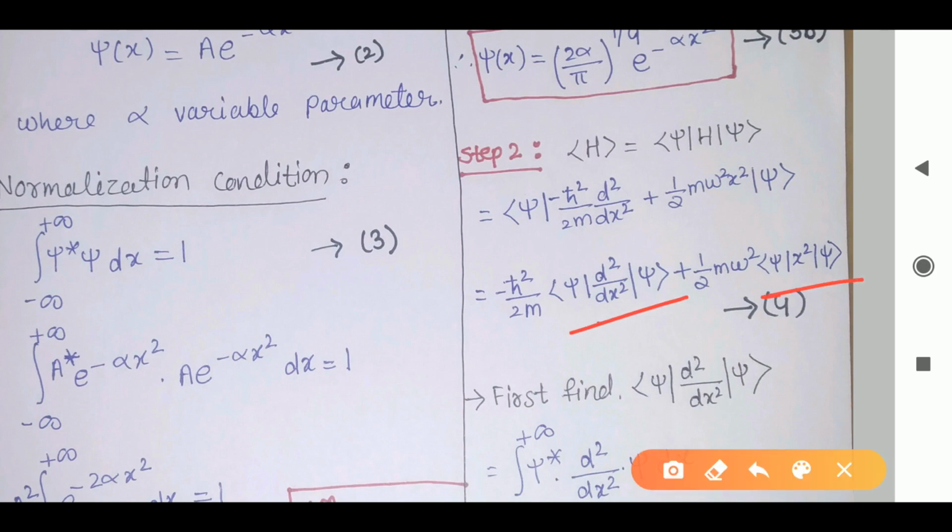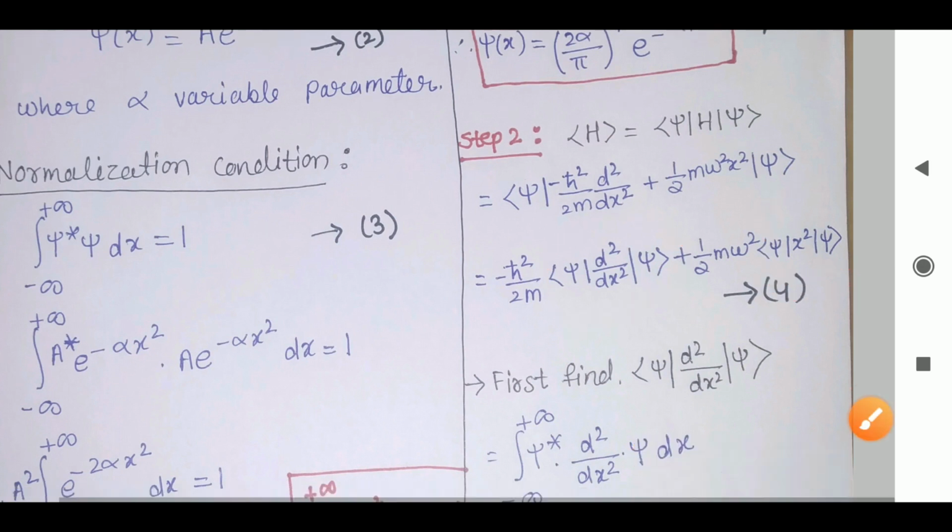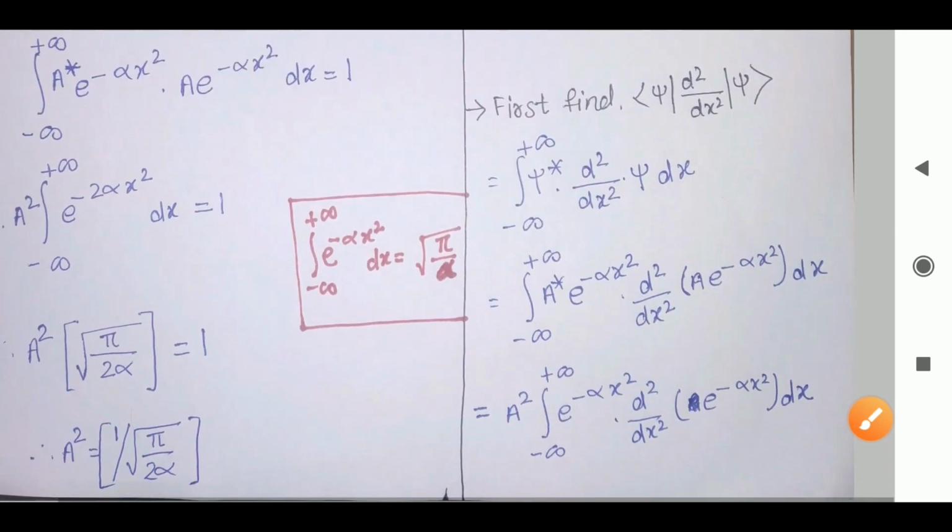The constant we have taken outside, and the part where we have to do the derivative, that integration, we will take inside. Okay, now to get the value of Hamiltonian, here we have just put the value and we have got one equation. Now we have to find out these two to get the value of Hamiltonian. So first we will find out this, then we will find this, and then we will substitute here. So to get this, first we will write this here.